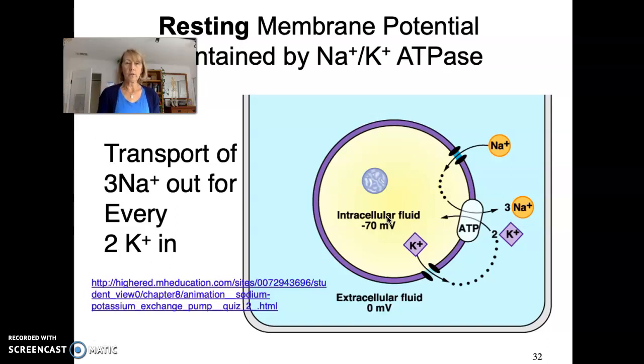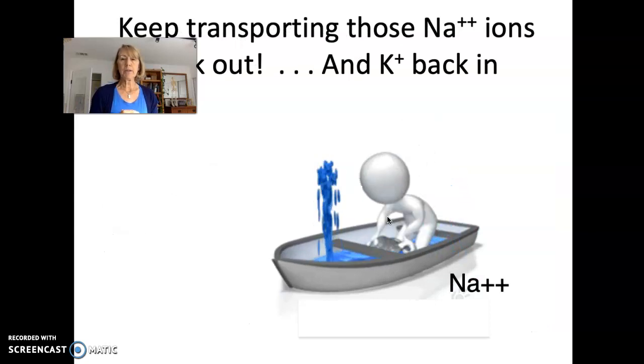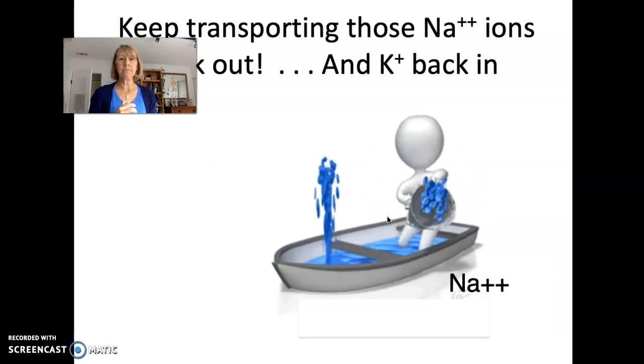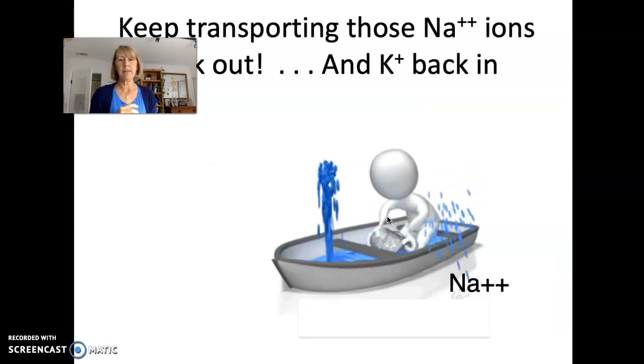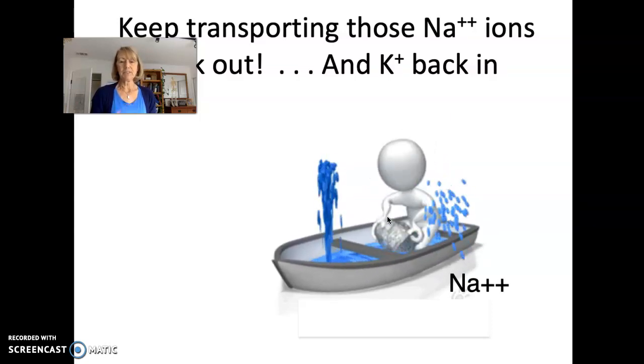It's hard to get water from below the surface level up. The only way you can do it is by pumping it with a pump, which in this case takes ATP, takes force. So it keeps transporting those sodium ions back out and the potassium back in. That's cool, this little guy.